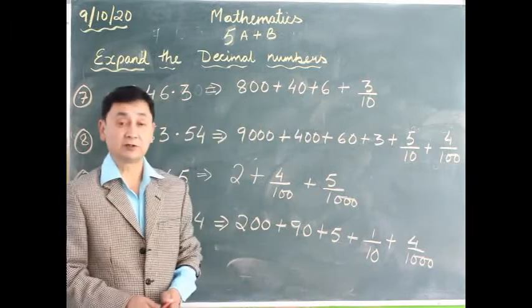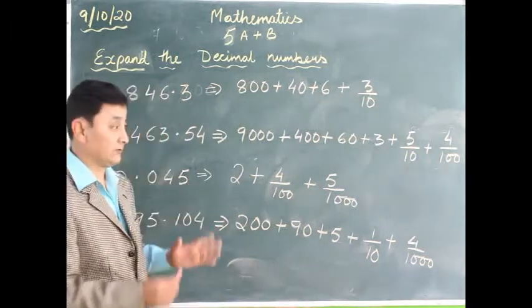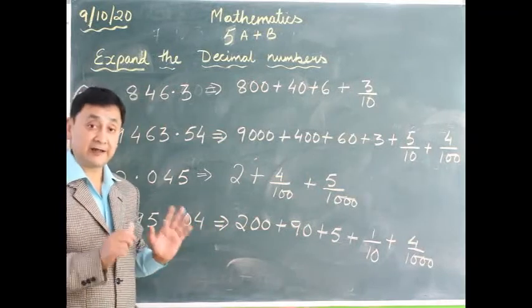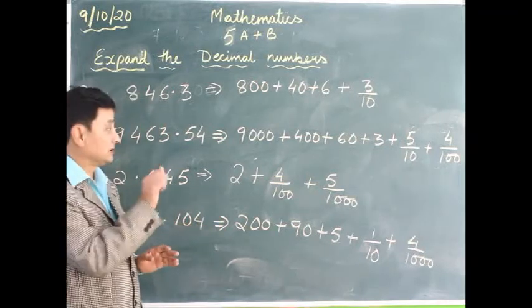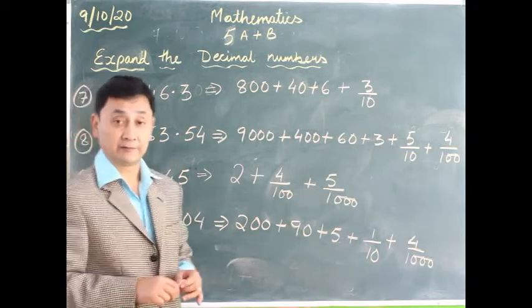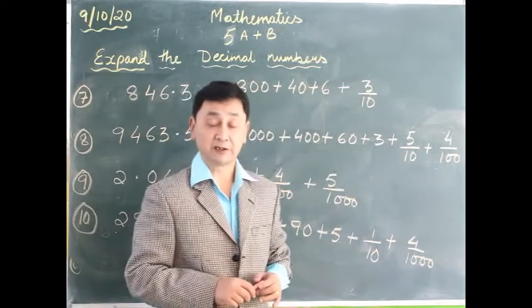Okay, so I hope you have understood, children. If you haven't understood, go look at the video again and try to understand. And please, before you do this expansion, have a look at the place value chart which we did at the beginning. Maybe most of you have written it in your exercise.